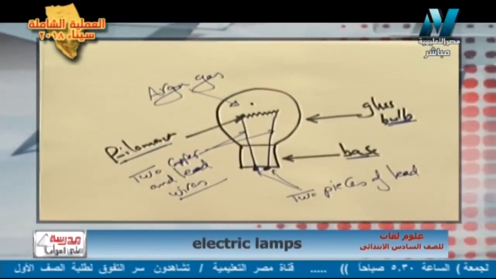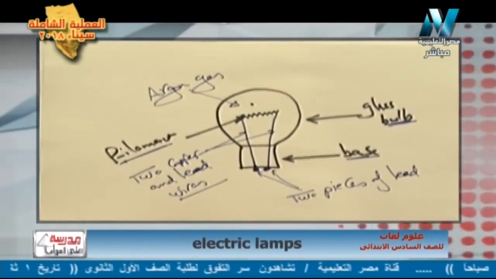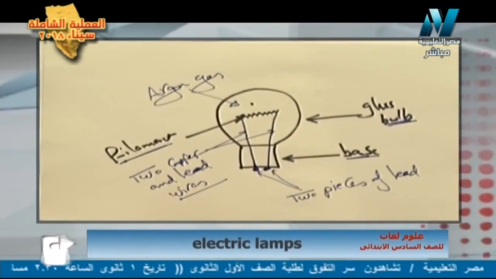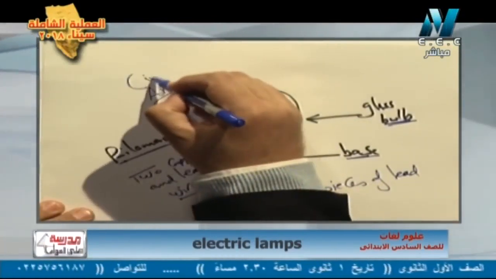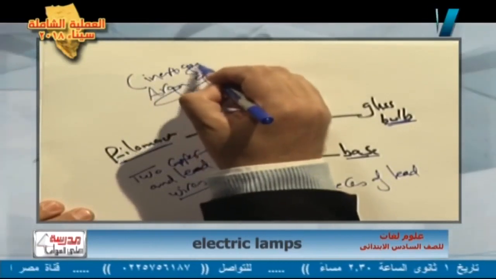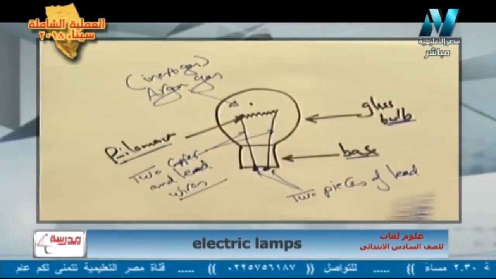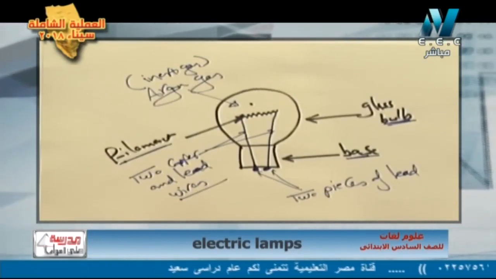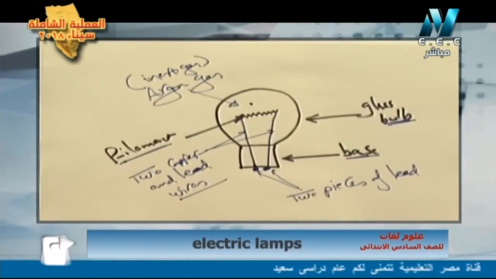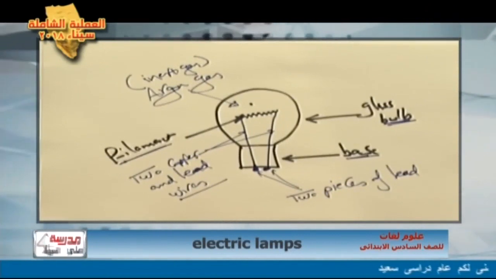It is a gas we call an inert gas, or inactive gas, that prevents burning. So here I must put an inert gas inside the lamp. Why? Or give reason. What is the function of this inert gas or argon gas? To prevent combustion or to prevent burning of the filament.